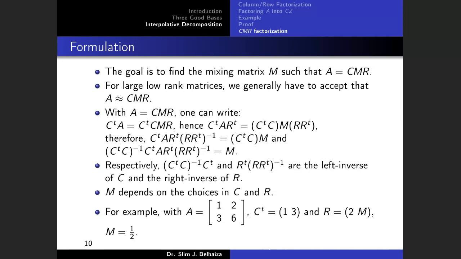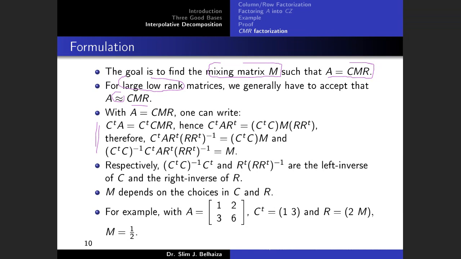Here, with the CMR factorization, the goal is to find now a mixing matrix we call M, such that A equals CMR. In fact, we generally assume that for large or low rank matrices, we have to accept the idea that we are not going to end up with an exact factorization. Right? So A is approximated by CMR. Okay? So let's see what happens mathematically.